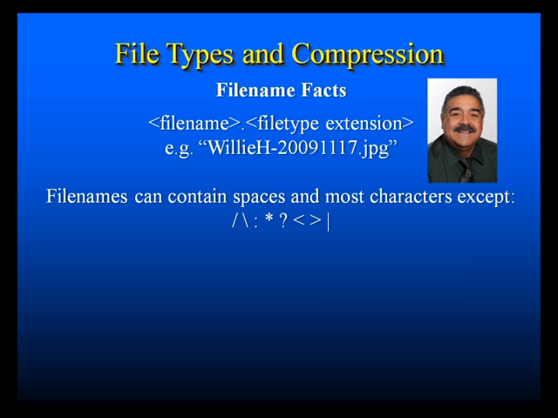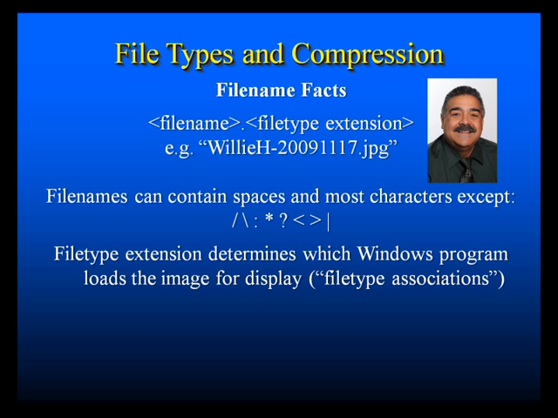Your actual file name can contain lots of different characters. You'll see a dash in the one above. You can use underscore. You can use spaces. Anymore, you cannot use these characters, however, which have special meaning for computer purposes. And that file type extension, in this case .jpg, determines which Windows program loads the image for display.